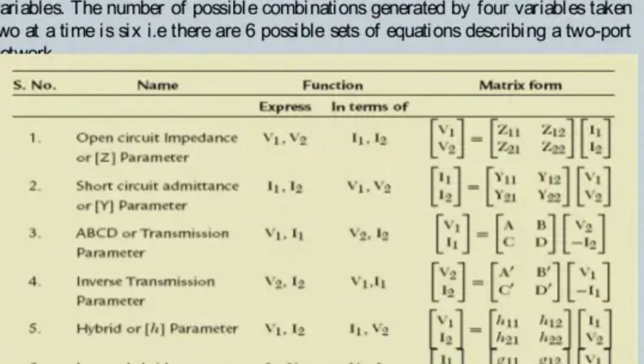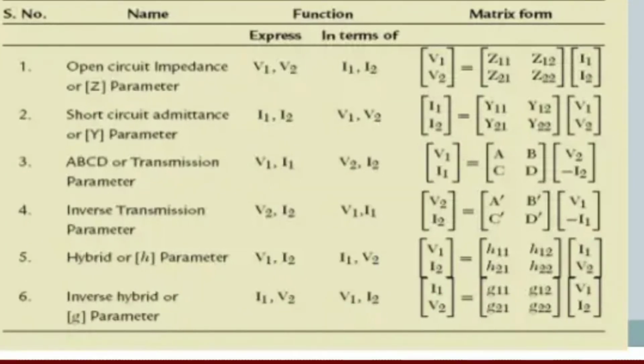Next one is the hybrid parameter. V1 and I2 are expressed in terms of I1 and V2. Inverse hybrid parameter: here I1 and V2 are expressed in terms of V1 and I2.